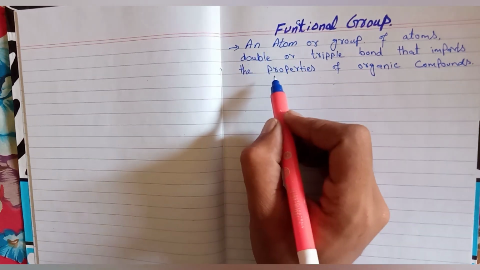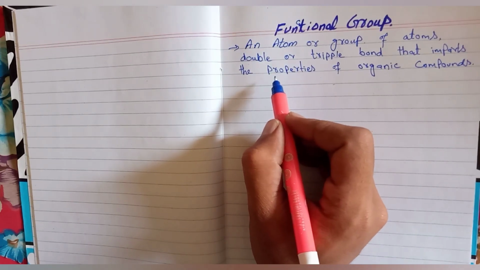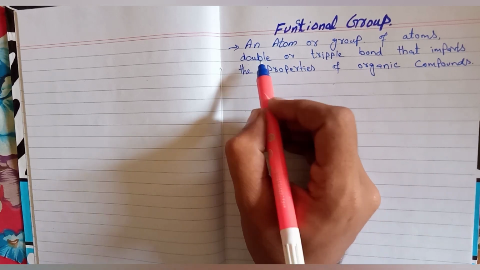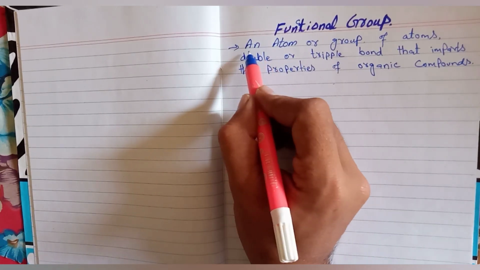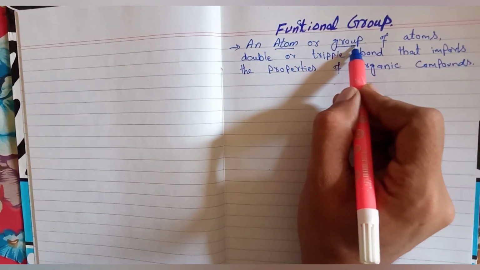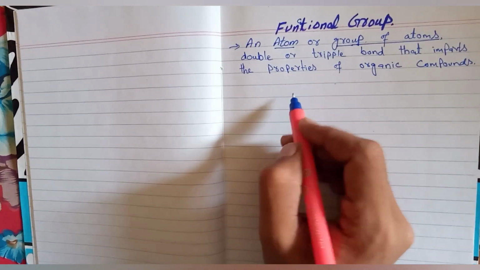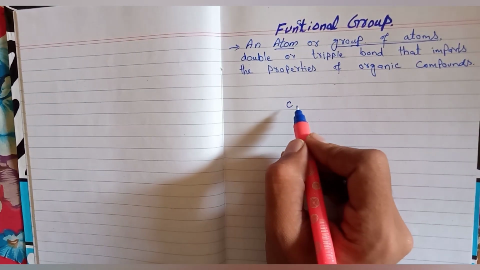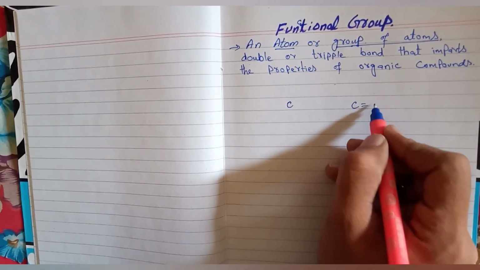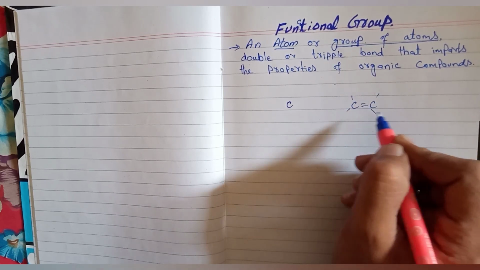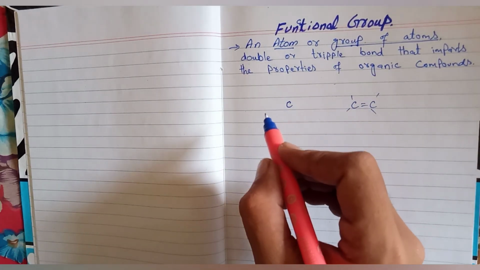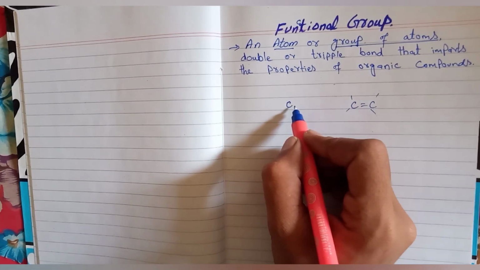It's a very important topic in organic chemistry. All organic compounds depend upon functional groups. First of all, we discuss the definition of functional group. An atom or group of atoms. Is it clear? This is an atom. This is a group of atoms. Is it clear? An atom or group of atoms, double or triple bond.